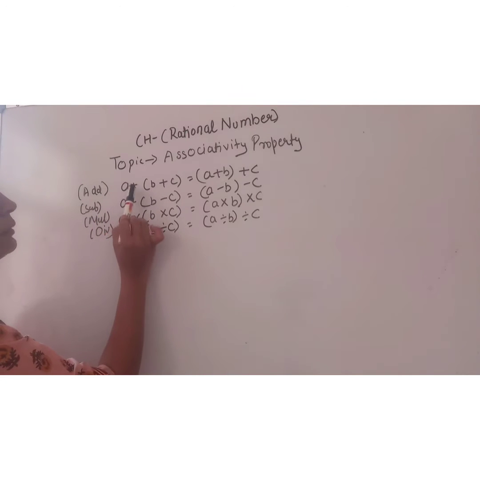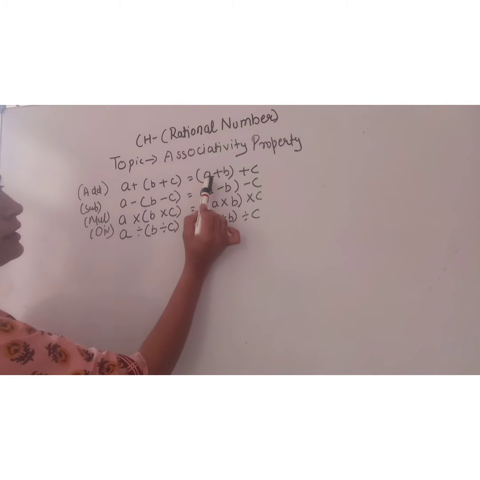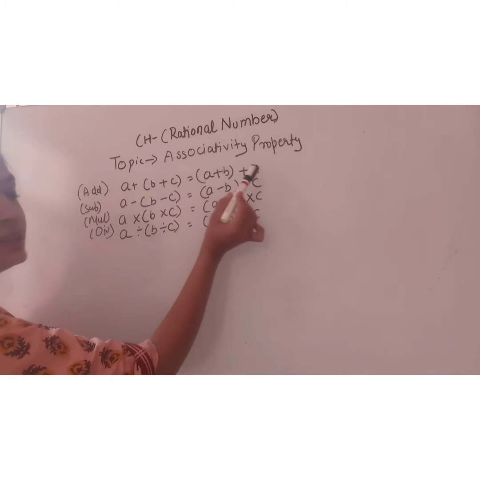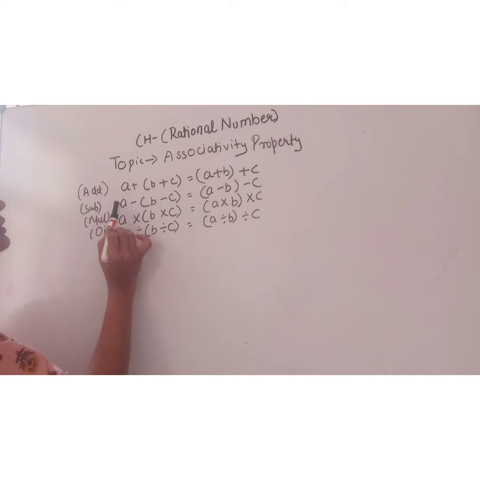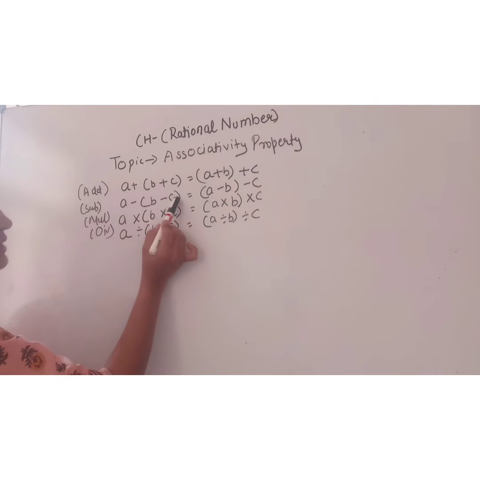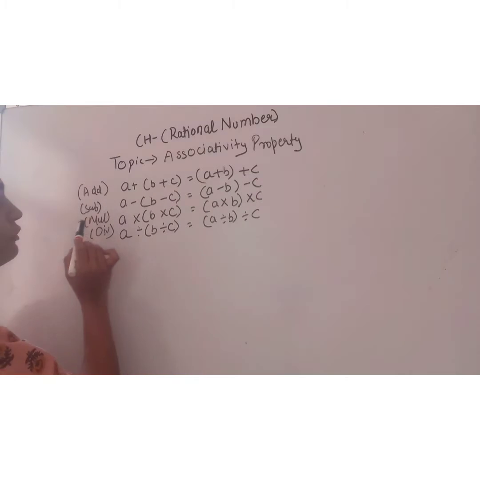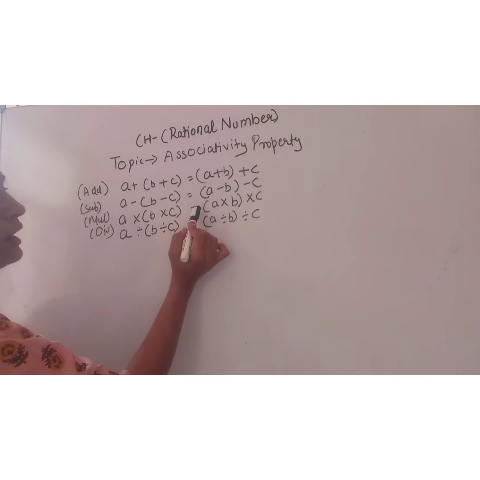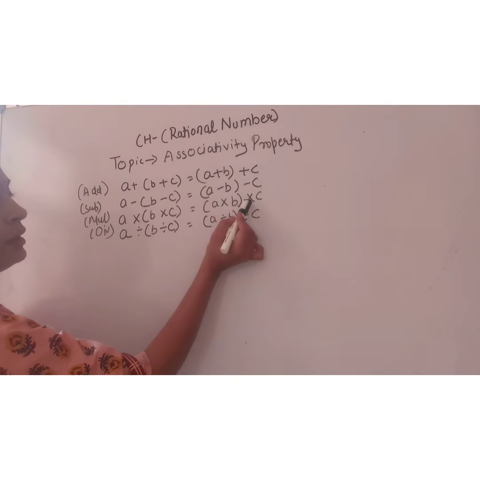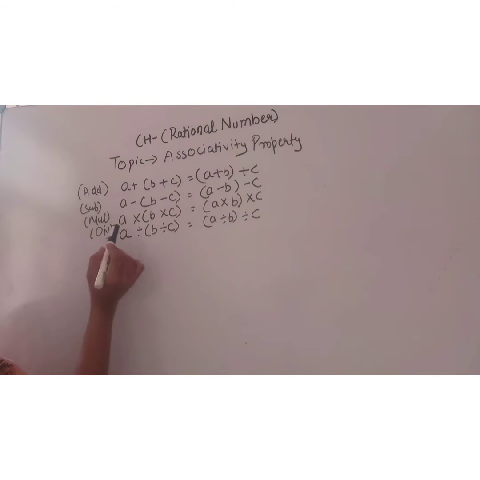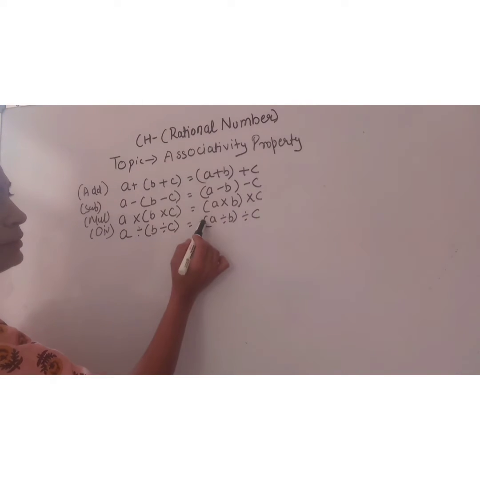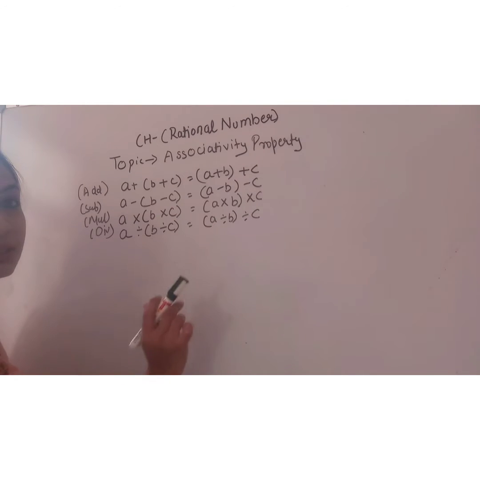For example, (A + B) + C and A + (B + C). It is for addition, and for subtraction, (A − B) − C equals A − (B − C). For multiplication, (A × B) × C equals A × (B × C). For division, (A ÷ B) ÷ C equals A ÷ (B ÷ C). Okay, let's first begin with addition.